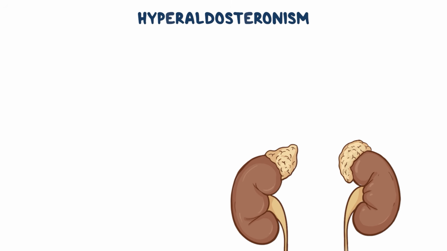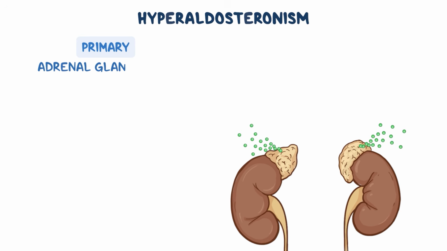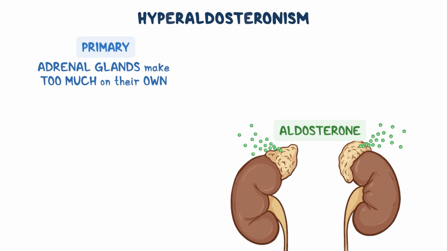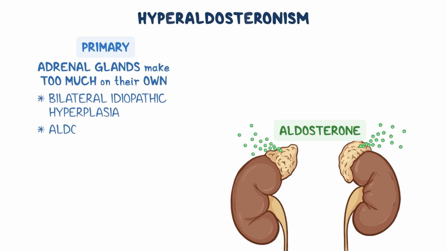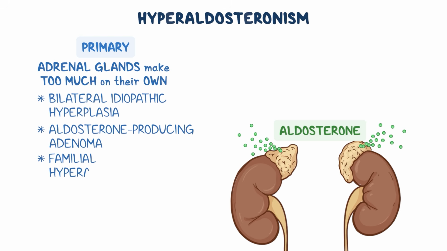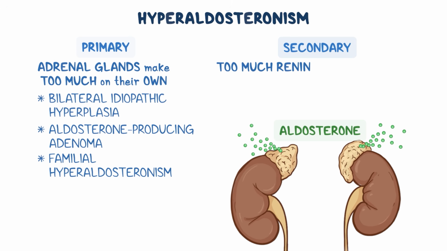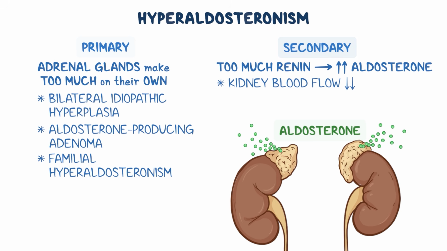Alright, as a quick recap, hyperaldosteronism is a condition where the adrenal glands produce too much aldosterone. In primary hyperaldosteronism, the adrenal glands make too much aldosterone on their own, usually because of bilateral idiopathic hyperplasia or an aldosterone-producing adenoma. It can also occur due to a genetic condition called familial hyperaldosteronism, where both renin and adrenocorticotropic hormone trigger aldosterone release. On the flip side, in secondary hyperaldosteronism, the problem starts with too much renin, which leads to high aldosterone levels. This type often occurs when kidney blood flow is reduced, like in heart failure or renal artery stenosis.